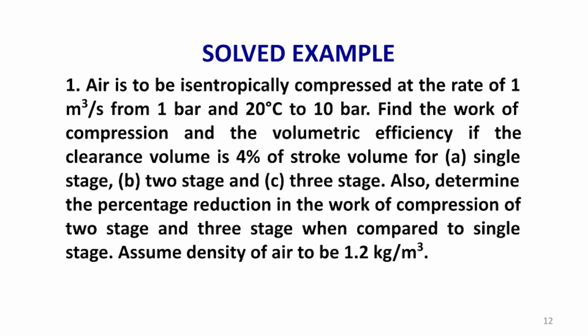Air is to be isentropically compressed at the rate of 1 meter cube per second, that is the volumetric flow rate, from 1 bar and 20 degrees centigrade to 10 bar. So, the air is compressed to 10 times. Find the work of compression and the volumetric efficiency if the clearance volume is 4% of the stroke volume for a single stage compressor, 2-stage compressor, 3 stage. Also determine the percentage reduction in the work of compression of 2 stage and 3 stage when compared to single stage. Assume the density of air to be 1.2 kg per meter cube.